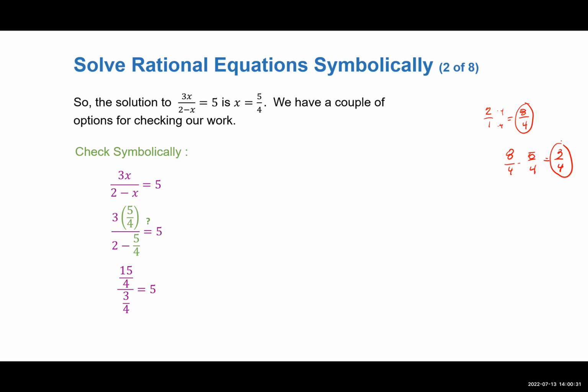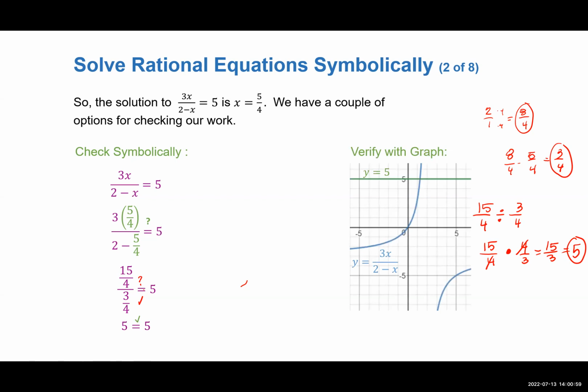And then when you're dividing fractions, you have 15 over 4 divided by 3 over 4. Remember, dividing fractions is the same as multiplying by the reciprocal. So this is times 4 over 3. The 4's cancel, and you end up with 15 over 3, and that is 5. So when it says, does it equal 5? The answer is yes, it does equal 5.